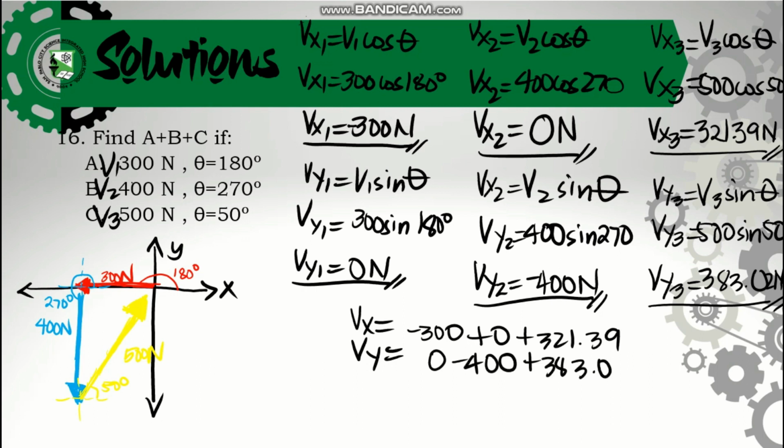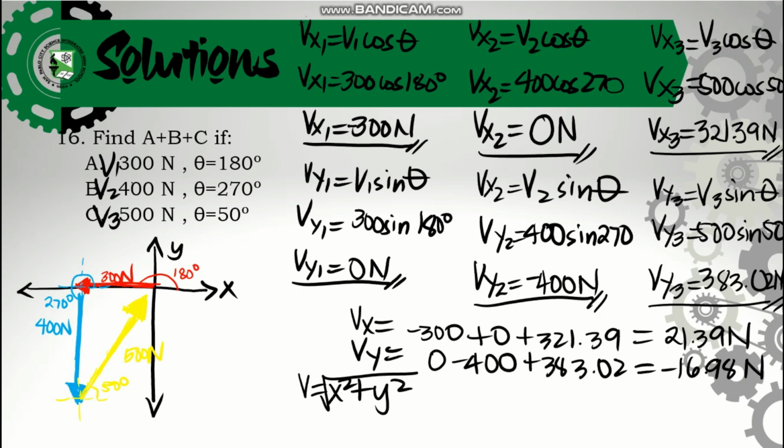For that x and y component, we can already get the resultant force. So pagkuha ng resultant force, Pythagorean. So we're just going to input the values of x and y component into Pythagorean theorem, which is x squared plus y squared. That will give you 21.39 squared plus negative 16.98 squared. When we square root it, we can get the answer of 27.31 Newton.